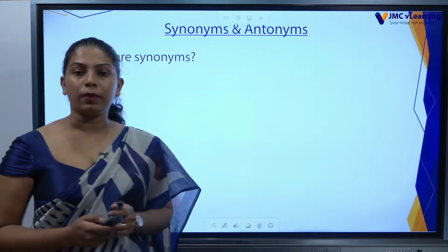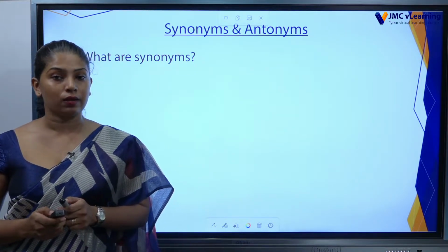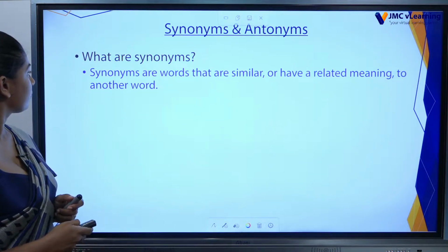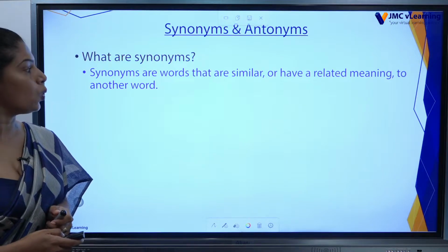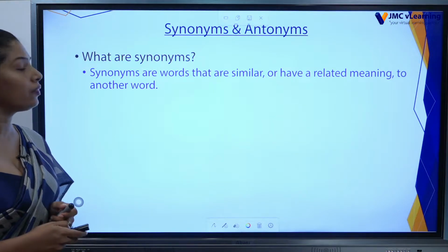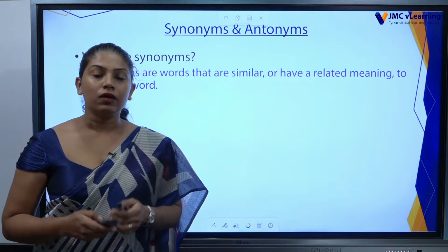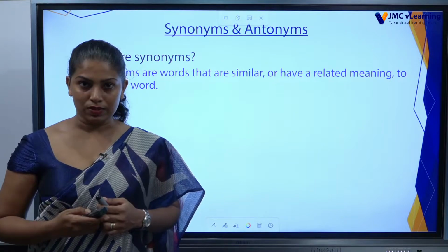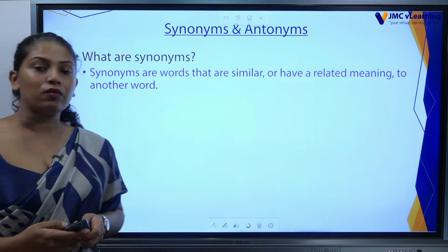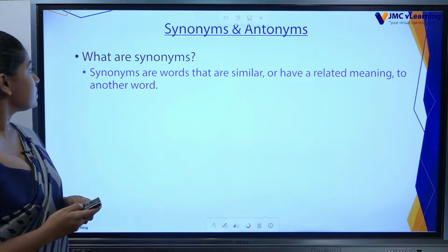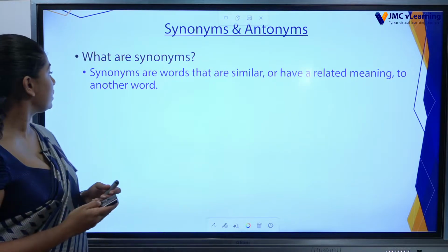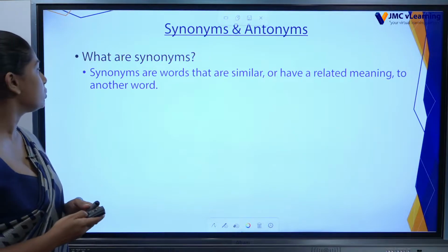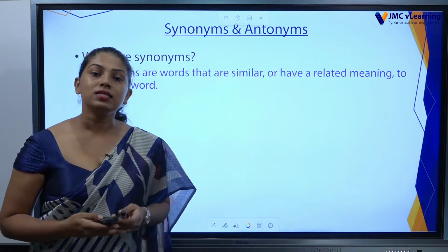First, we are going to talk about synonyms. What is a synonym? Synonyms are words that are similar or have a related meaning to another word. The words which give another word a similar idea, we call them synonyms. So that is the first part of the lesson we are going to learn today. Synonyms are words that are similar or have a related meaning to another word. We can call that similar words.